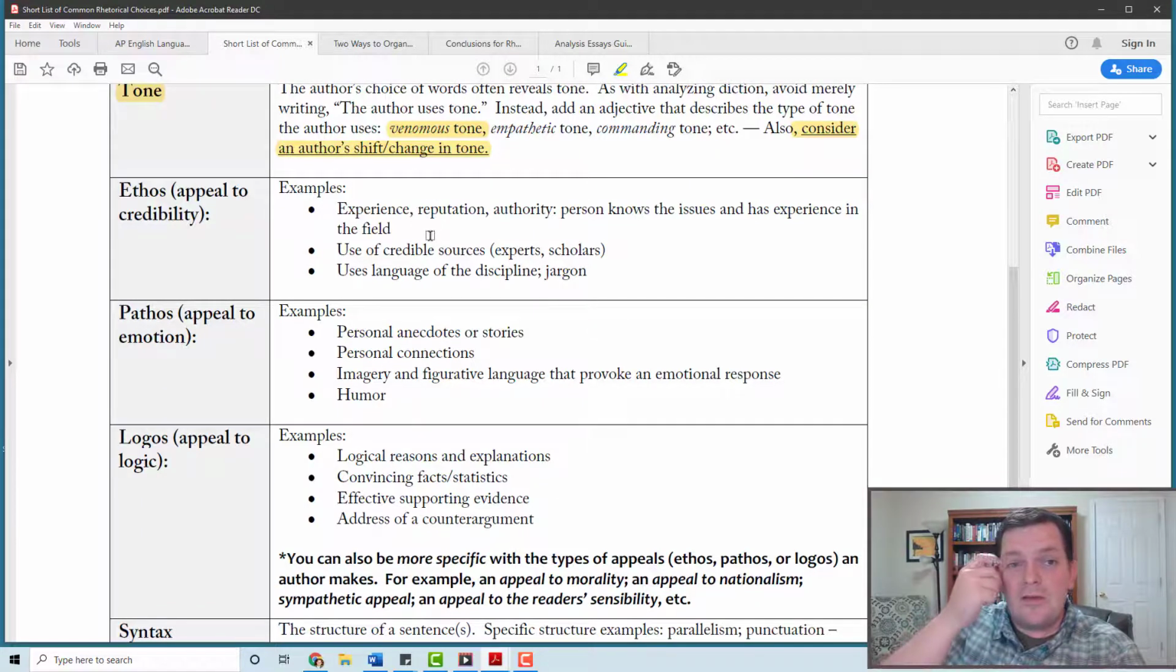Ethos, okay? This, of course, is usually, and I think correctly, appeal to credibility. Now, some people think that ethos is an ethical appeal. The reason for that is actually pretty simple.